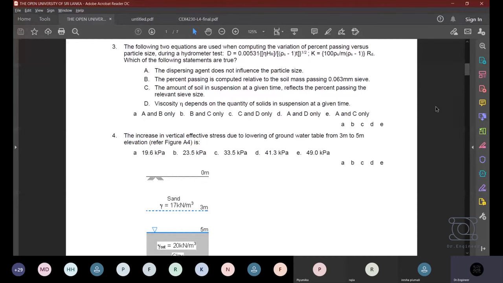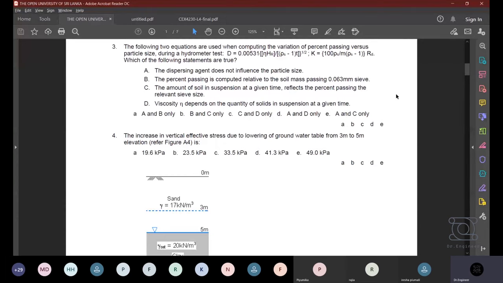Let's think now you are doing a UC test. Everyone is performing a UC test. We are taking a saturated sample. A saturated sample is a must for the UC test. Why do we need a saturated sample? Because it is an undrained test. UC test means it is an undrained test. You are not allowing any sort of drainage.